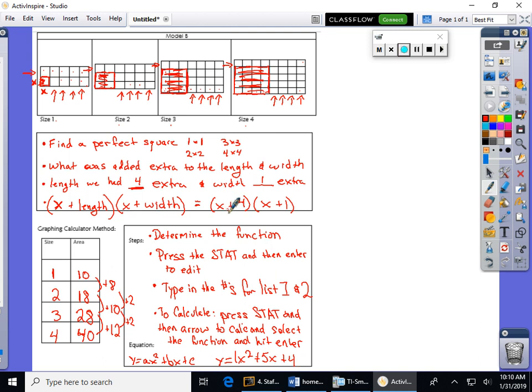Now, if you notice, these are in different forms. This one we're going to talk about is factored form, and the bottom one is in standard form. They both mean the exact same thing. And we will work more on this tomorrow.